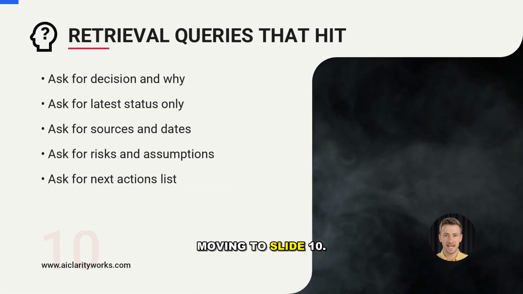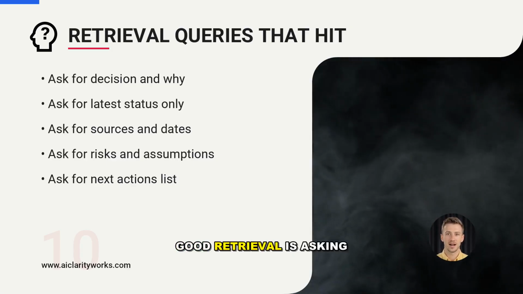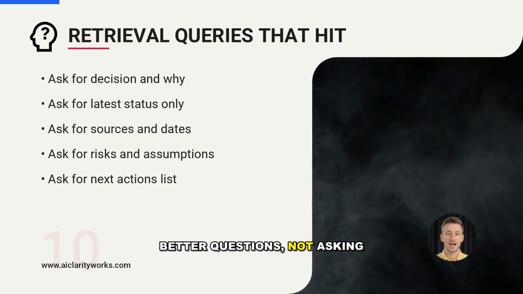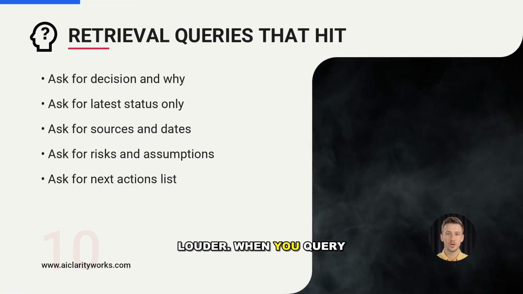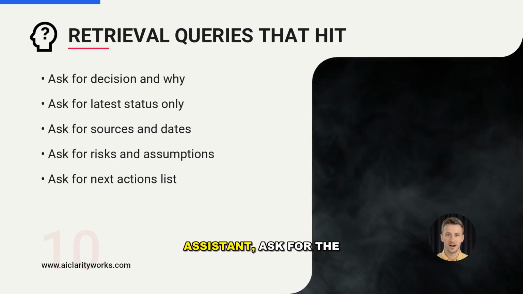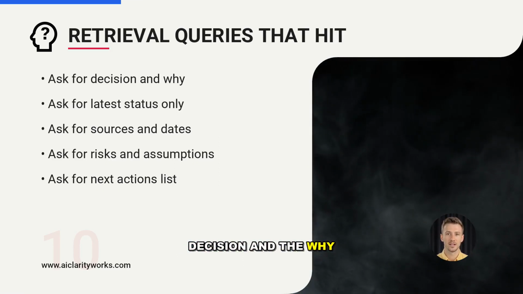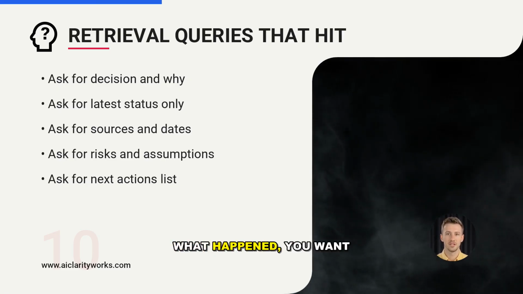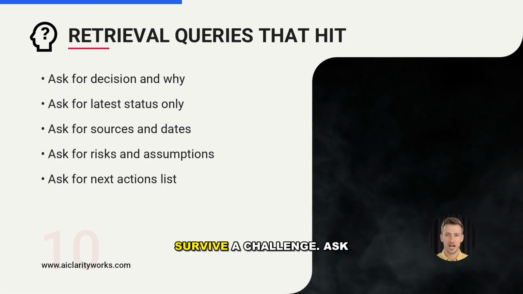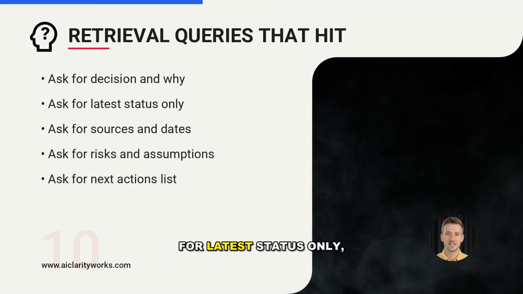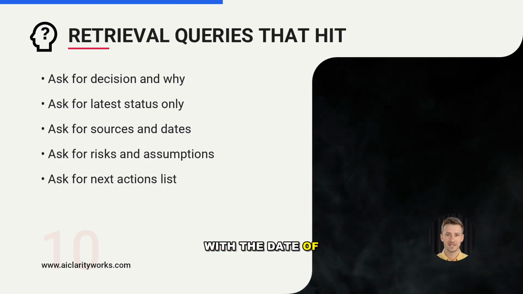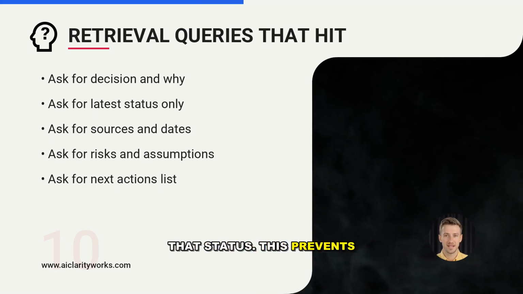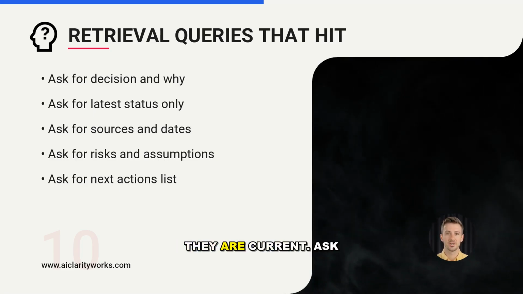Moving to slide 10. Good retrieval is asking better questions, not asking louder. When you query your notes or an assistant, ask for the decision and the why in one breath. You do not just want what happened, you want the reasoning that would survive a challenge. Ask for latest status only, with the date of that status. This prevents stale updates from pretending they are current.